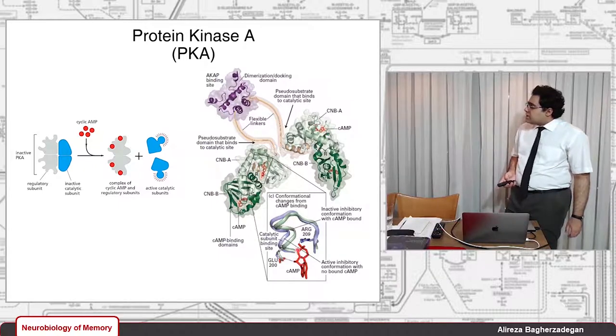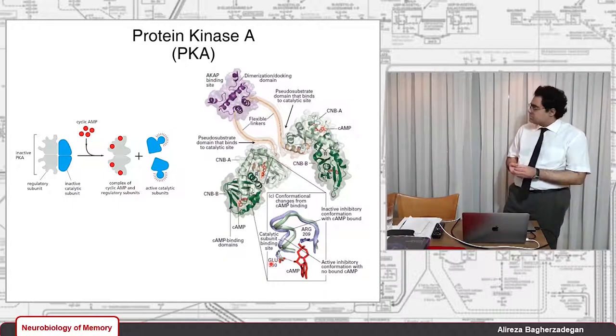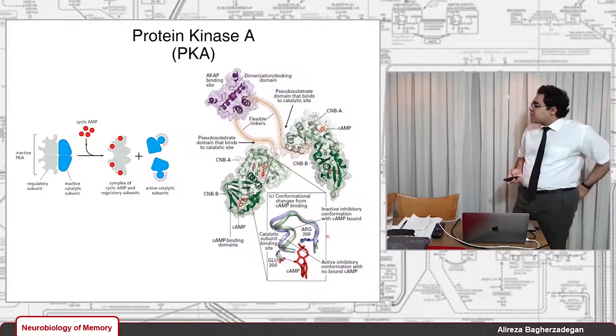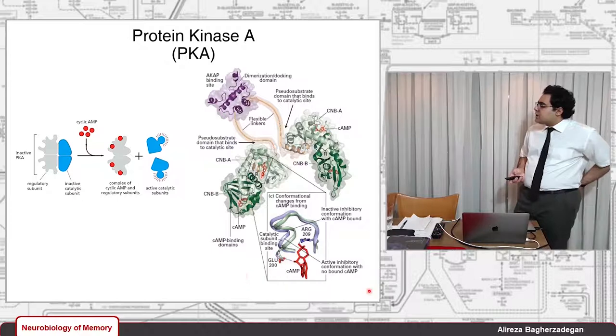When a cyclic AMP binds to one of these cyclic nucleotide binding sites, you see this is glutamic acid 200, okay, one of the amino acids here, and this arginine 209. These two amino acid residues in this cyclic nucleotide binding pocket may form some bonds with this cAMP. Okay? And as a result of these newly formed bonds, a conformational change happens, and the new conformation is this blue region.